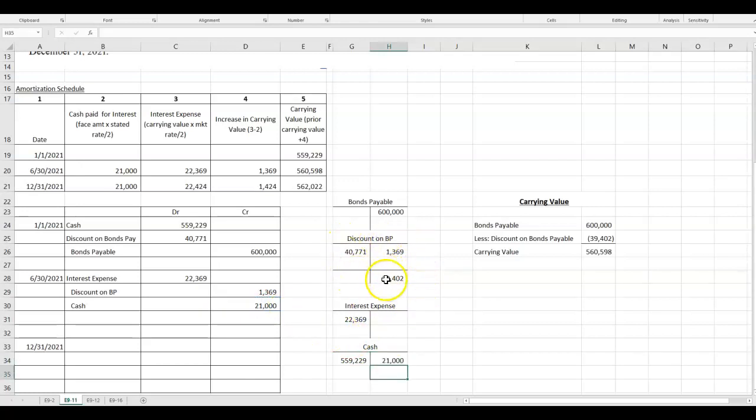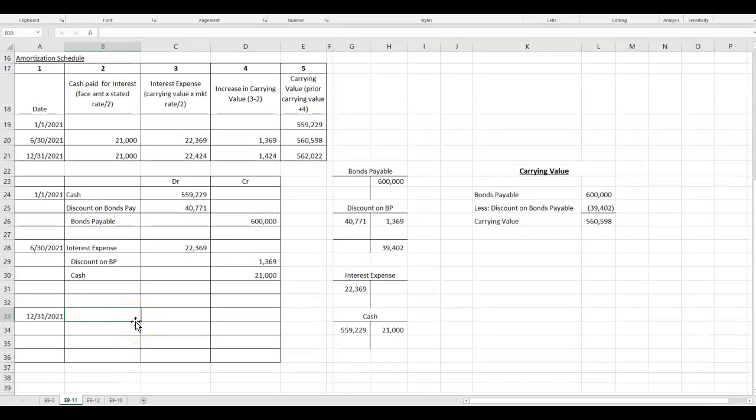Now what happened here is we reduced the discount on bonds payable. If you remember, that's subtracted from the $600,000. So it increases the carrying value because we're reducing the amount we're subtracting. The carrying value is $560,598, which is what it is at the end of June 30th.